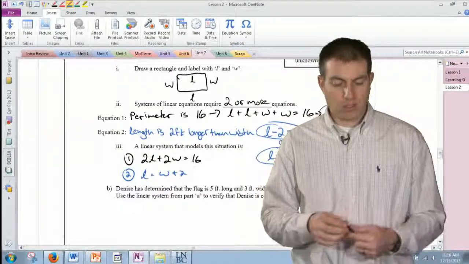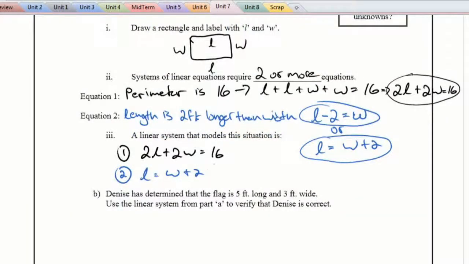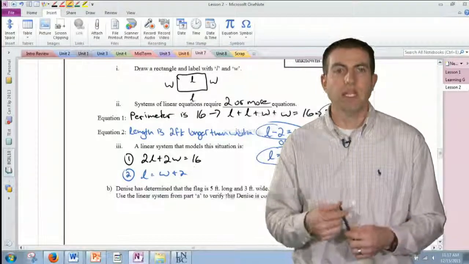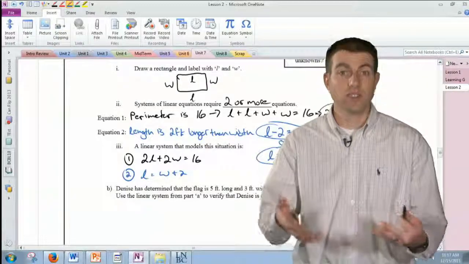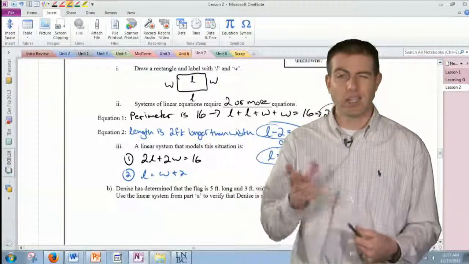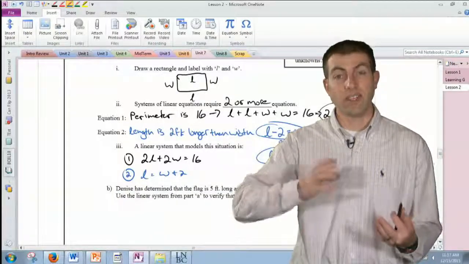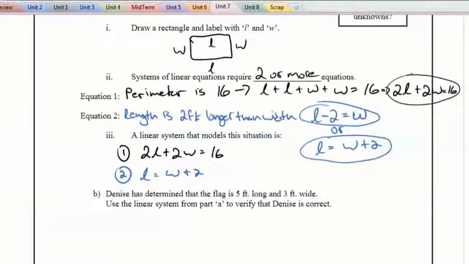So the next part of the question says, Denise has determined the flag is 5 feet long and 3 feet wide. It wants us to check if this is correct. So basically we're given information to check to see if our system is the correct system. Instead of asking us to solve the system, it gives us a solution, and asks, is this a possible solution to the system you created? So the idea here is that we're not checking to find the solution. They're giving us a solution. They're checking to see if the system we created was the right system. So it's telling us that the length is 5 and the width is 3.